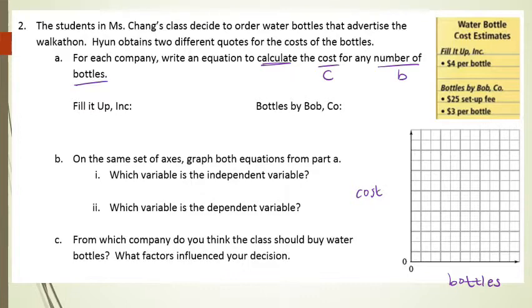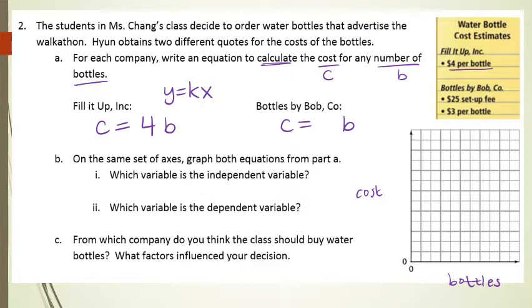So when I set up my equation to calculate the cost, each one is going to start with C equals, because I'm solving for the cost. And I'm going to have bottles in each equation as well. So now looking at Fill It Up, it's $4 per bottle. So I'm seeing there a constant rate, $4 per bottle. So I'm going to plug that right in here. C equals 4 times B. Again, this fits y equals kx.